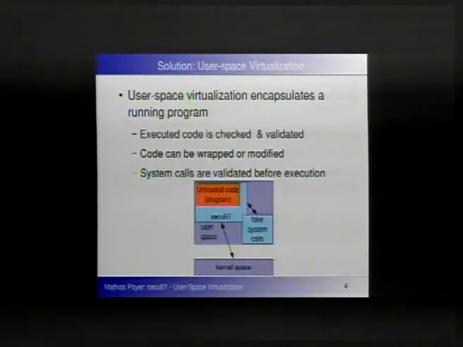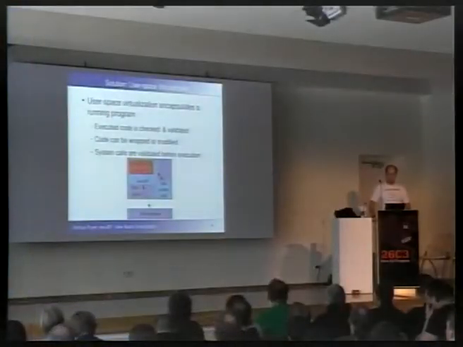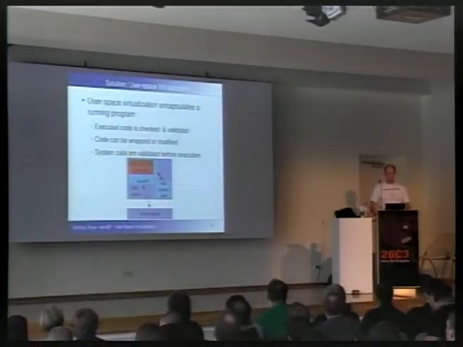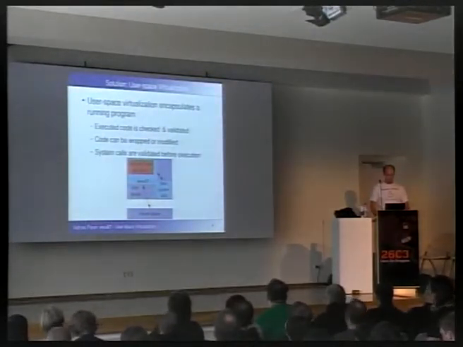Through that checking and validation, we can intercept all system calls and validate them before execution. That's why we can redirect these system calls to fake system calls, or allow them, or kill the program. There are many different possibilities that we have there.